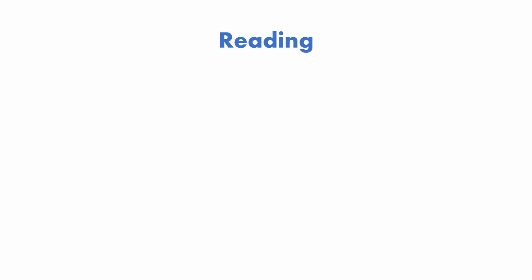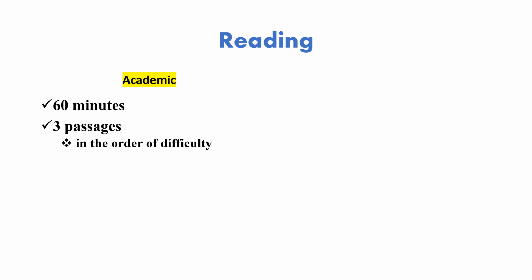Reading section is different for academic and general training IELTS. Now let's have a look at what differences there are between them. Let's start with academic reading. Total time for reading in academic IELTS is 60 minutes and 3 long passages are given with different kinds of tasks. The passages are in the order of difficulty. The first passage is quite easy to understand, but the second and third passages are more difficult. Altogether, 40 questions are given.